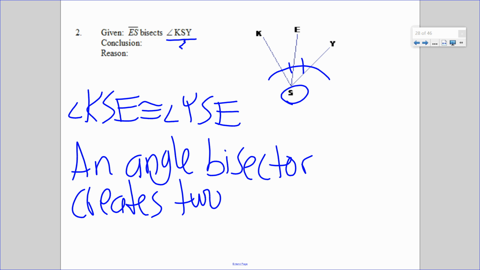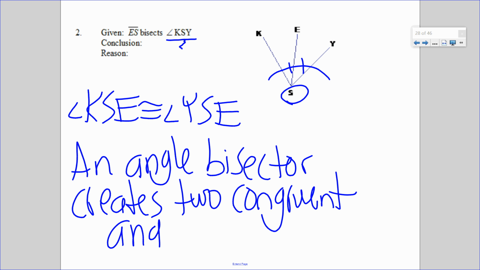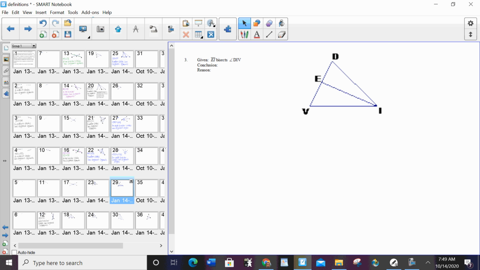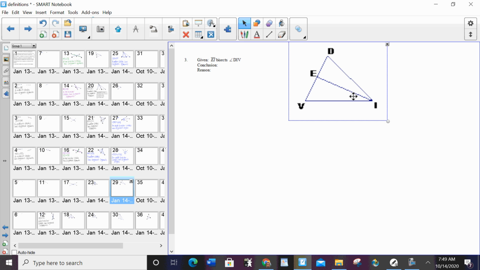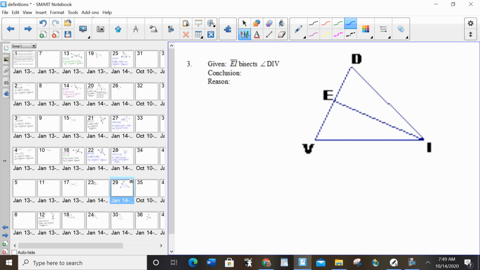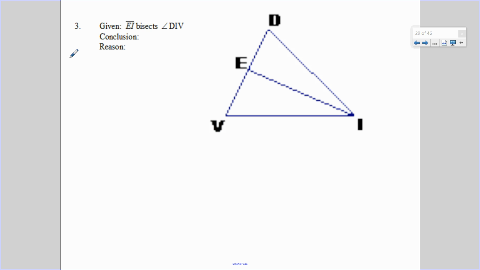an angle bisector creates two congruent angles. Try number 3 on your own. Again, try number 3 on your own.